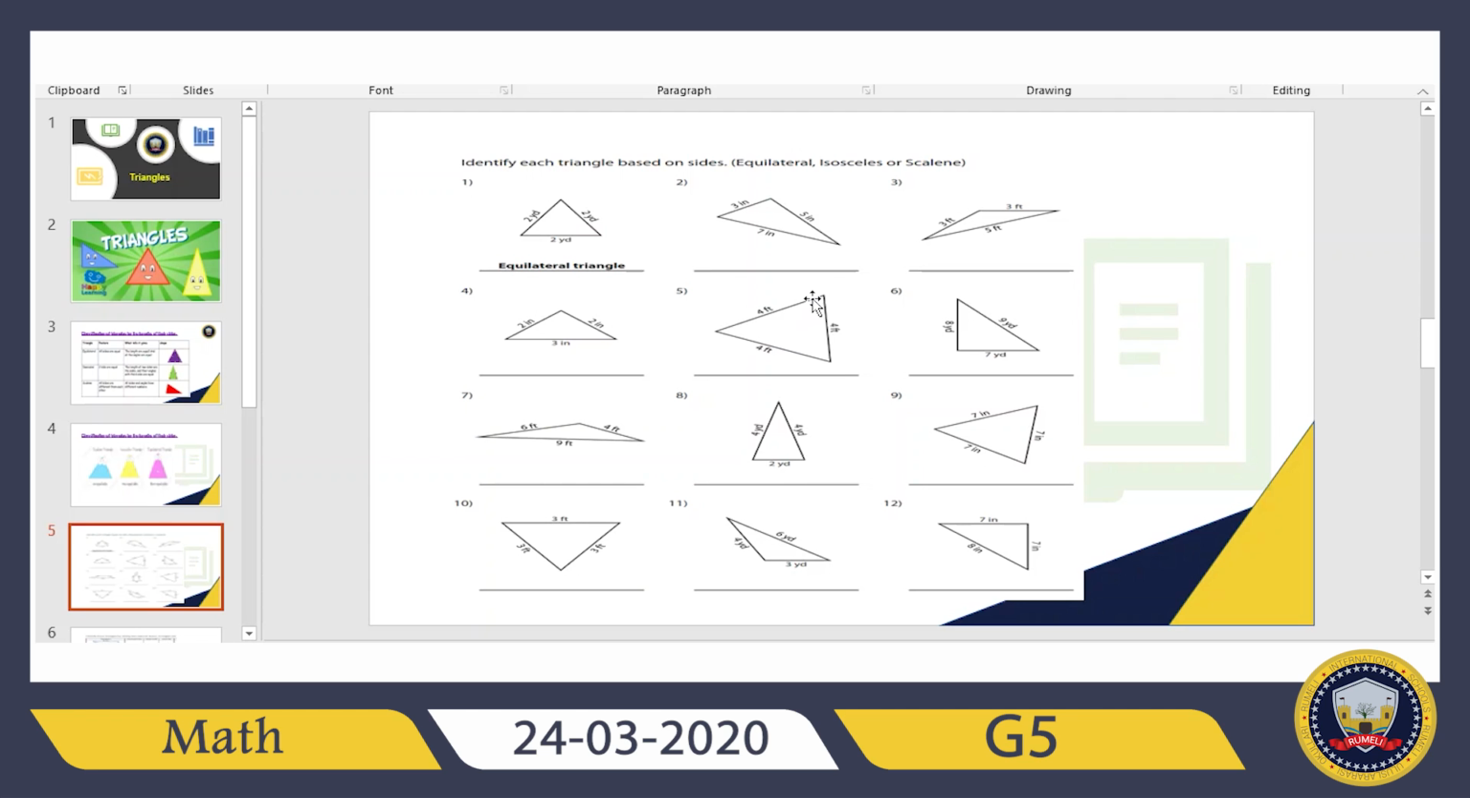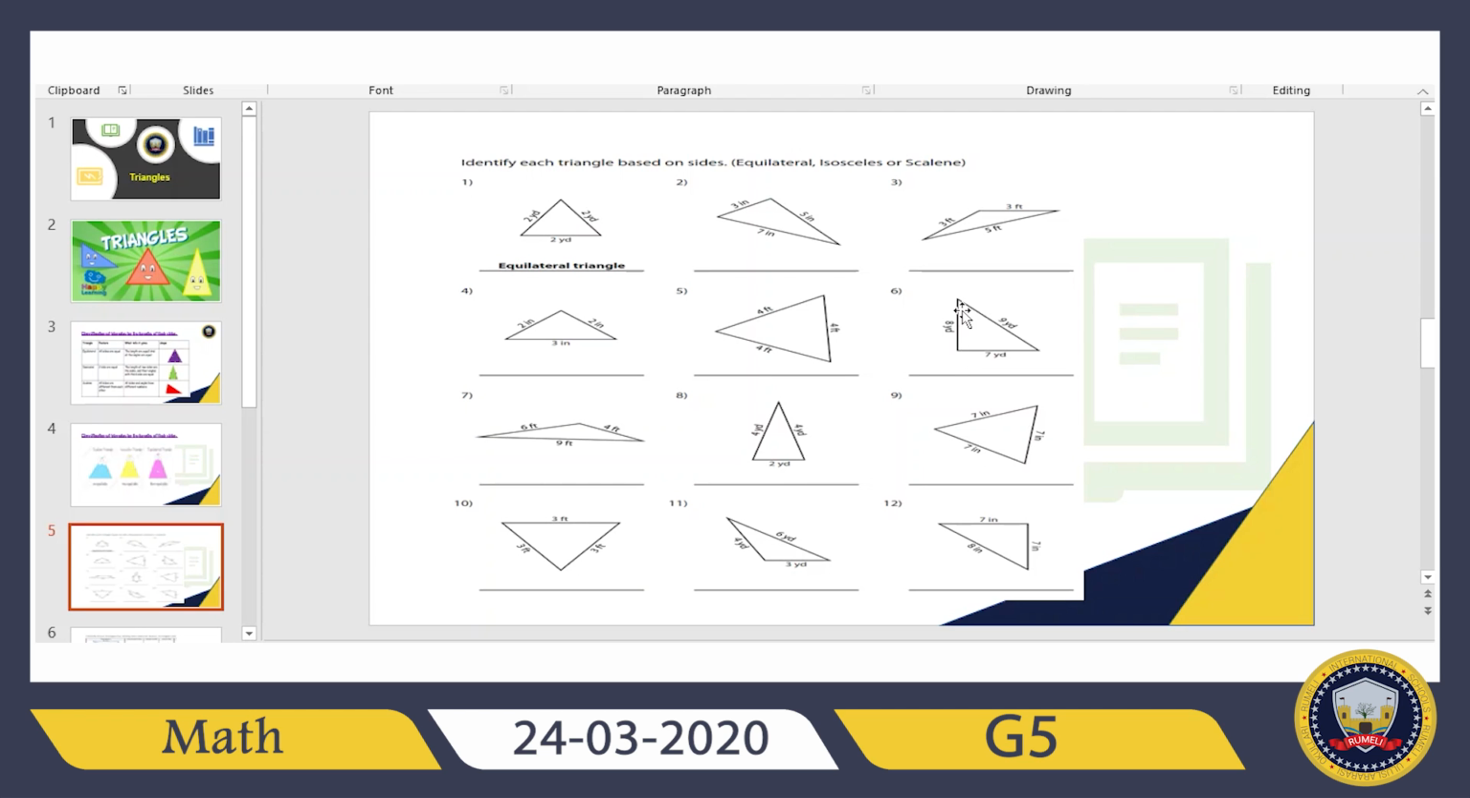Number 5, all sides equal 4 feet. First side 4 feet, second side 4 feet, and third side is 4 feet. So all sides are equal. So what's the name of the triangle with all sides equal? It's an equilateral triangle. Right, bravo.